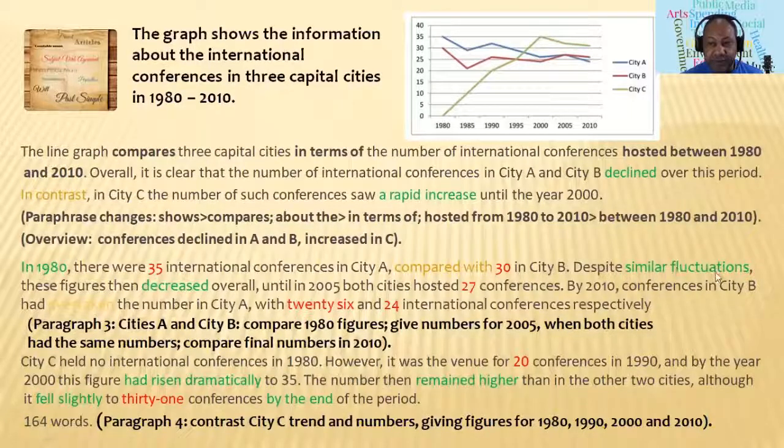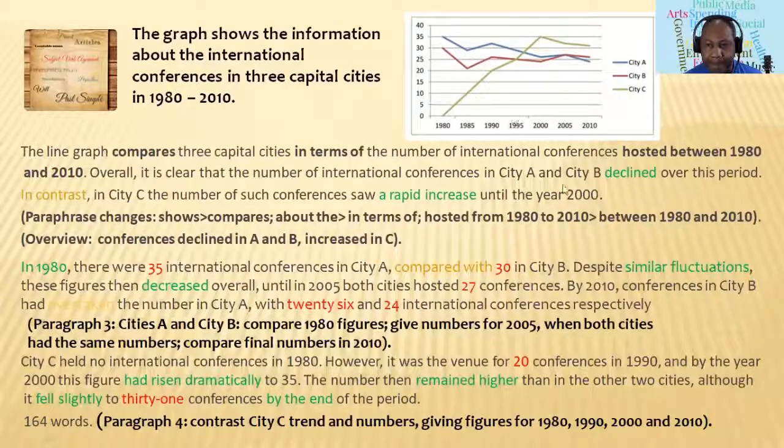Despite similar fluctuations, these figures then decreased overall until 2005, when both cities hosted 27 conferences. So similar fluctuations: the patterns are very similar and they're fluctuating. And they're also descending or decreasing. Both hosted 27. I would say round about 27, not exactly 27, because it's not on the line.